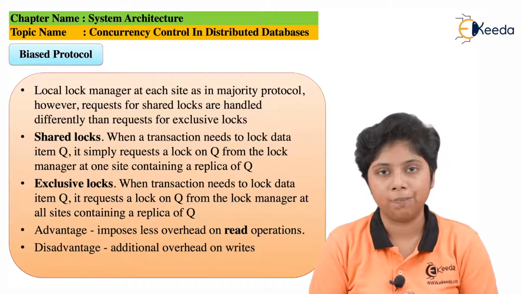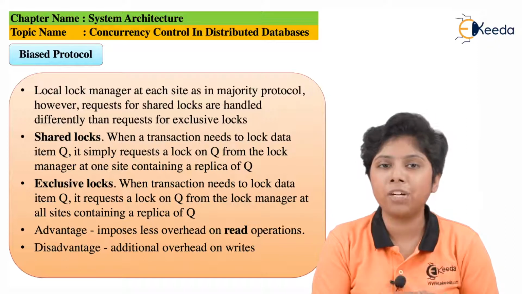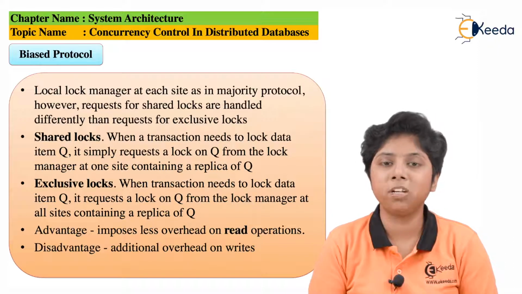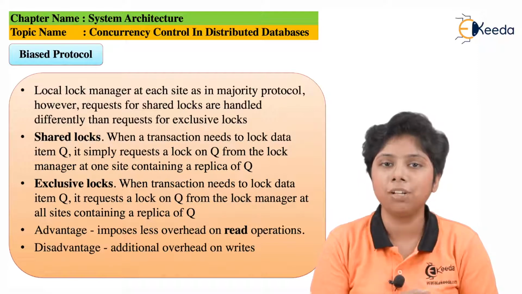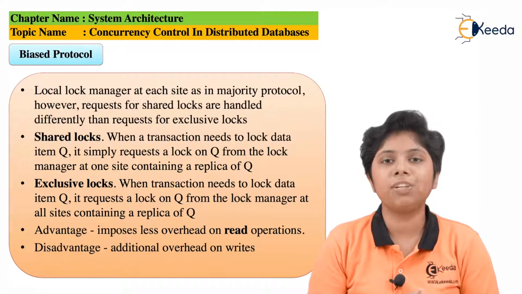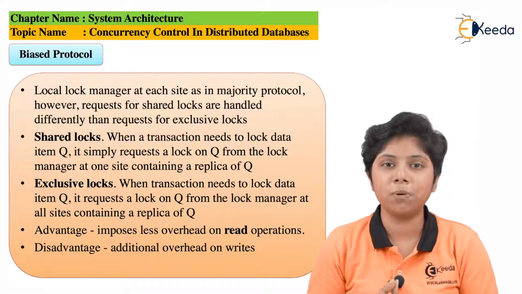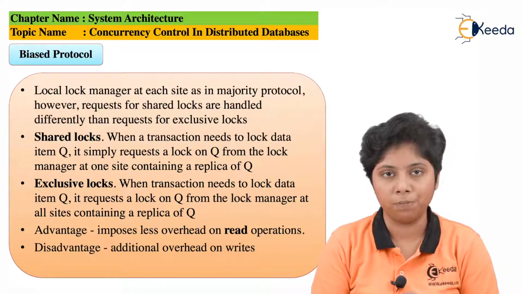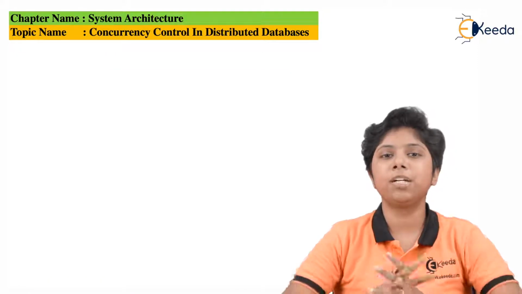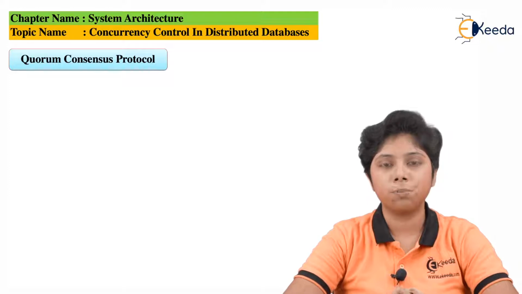Now it is extremely advantageous for the read operation because it needs a lesser number of permissions, thus the concurrency level grows. But if it is the write operation, the extra overhead becomes the problem or the disadvantage of this biased protocol.